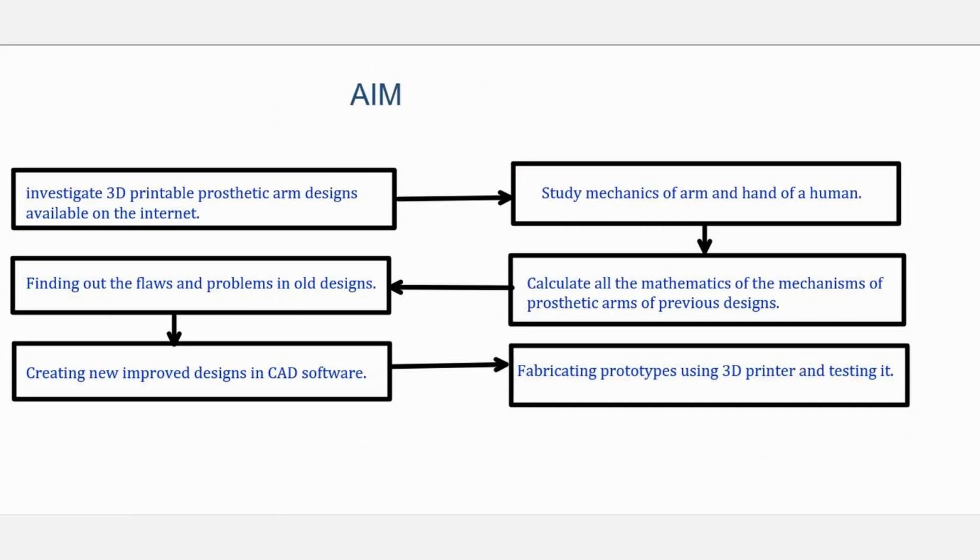The aim of this project is to investigate 3D printable prosthetic arm designs available on the internet, study mechanics of arm and hand of a human, calculate all the mathematics of the mechanisms of prosthetic arms of previous designs, finding out the flaws and problems in old designs, creating new improved designs in CAD software, and finally fabricating prototypes using a 3D printer and testing it.